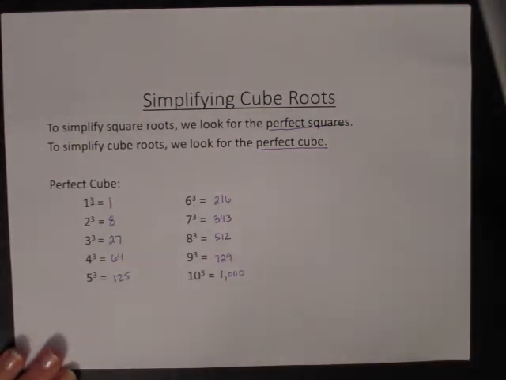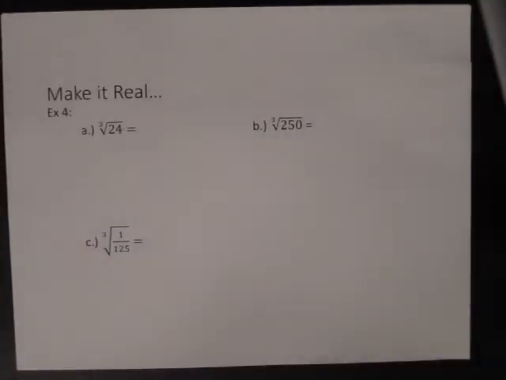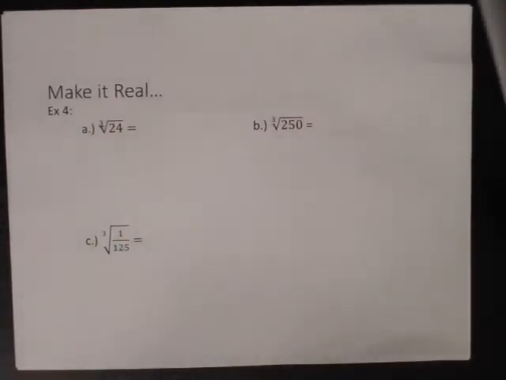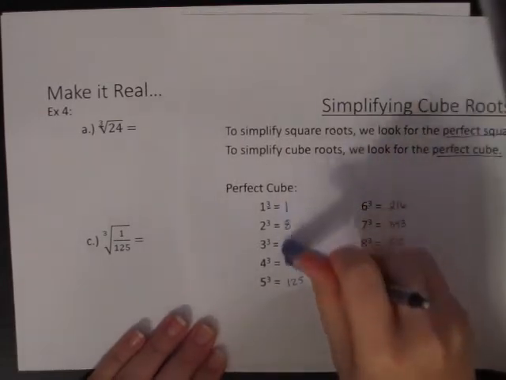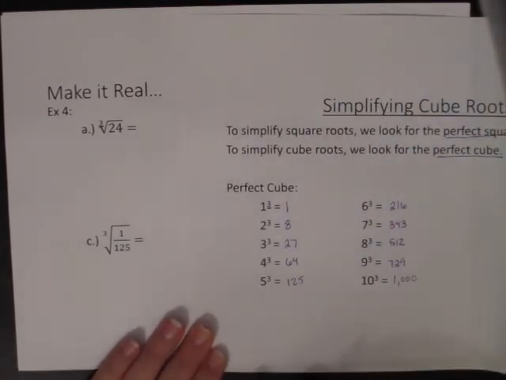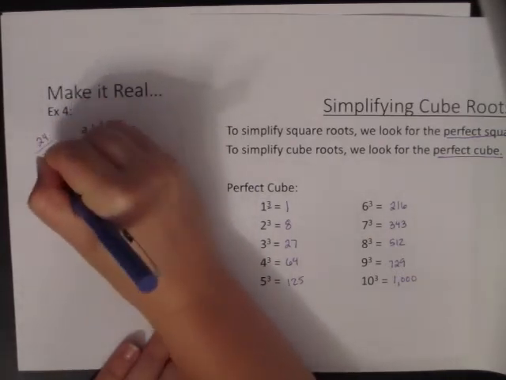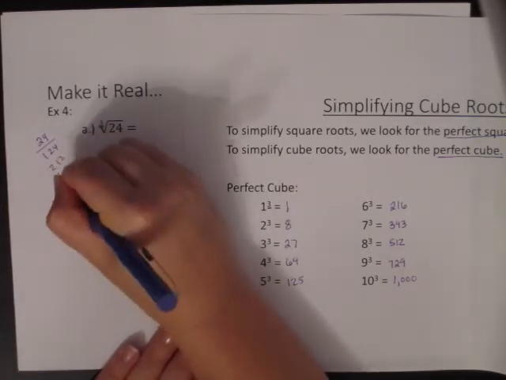Okay? So now, instead of looking for perfect squares, what we're going to look for is perfect cubes. And the way that you know that it's a perfect cube instead of a perfect square is because you see the cube root. Alright, so we're going to take the cube root of 24. So 24 is not a perfect cube, and the way that I know that is I look at my perfect cubes and I don't see 24. So what that means is I have to find my factors of 24. So 1 and 24, 2 and 12, 3 and 8, and then 4 and 6.